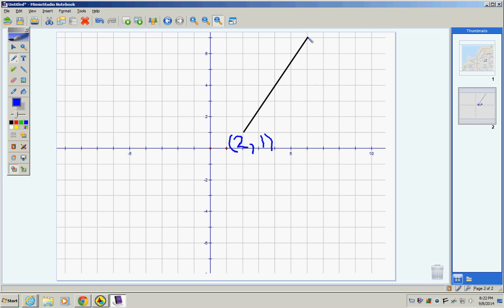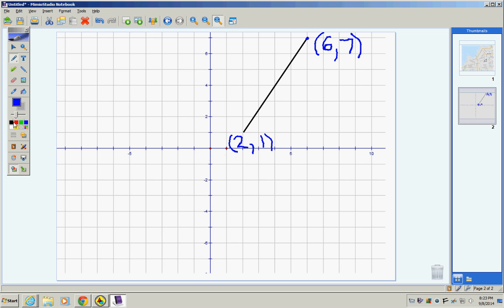And this point up here, we went over 6 and up 1, 2, 3, 4, 5, 6, 7. So it's the point (6, 7). And we want to figure out how far that is from here to here.